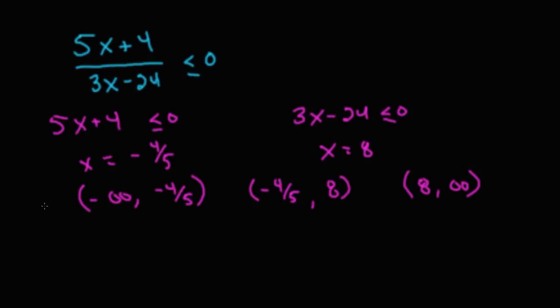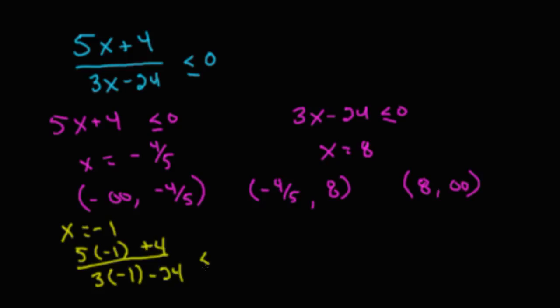So again, we'll do the same kind of thing that we did before. We'll test it, and for simplicity's sake, so we don't have to deal with too many fractions or anything else like that, we'll try to keep it simple. What's less than negative 4/5? Negative 1 is less than negative 4/5. So we'll say x is equal to negative 1. So we'll get 5 times negative 1 plus 4, divided by 3 times negative 1 minus 24. And is that less than or equal to 0?